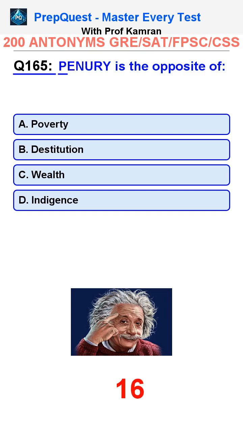Question 165. Penury is the opposite of. Option A. Poverty. Option B. Destitution. Option C. Wealth. Option D. Indigence.